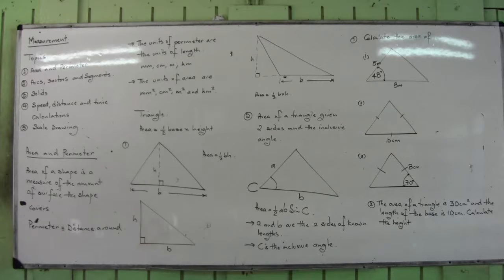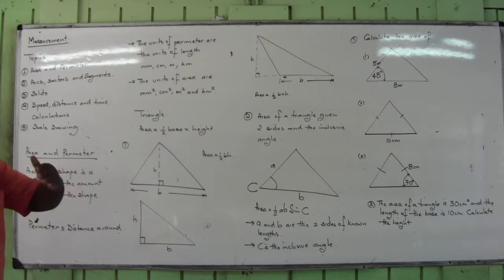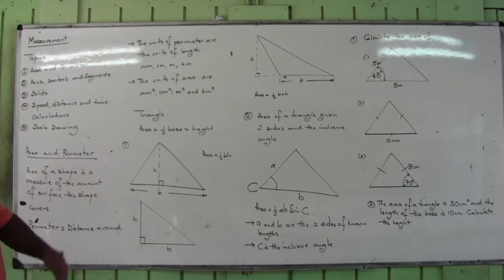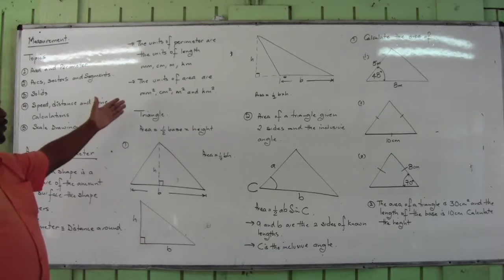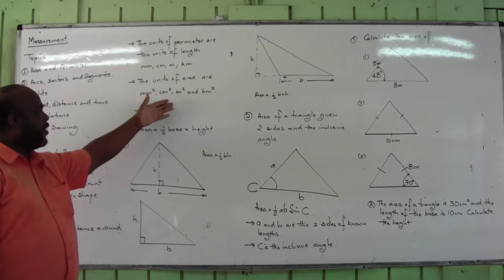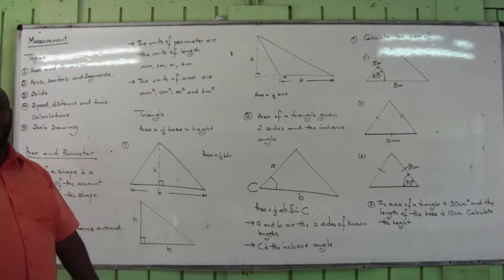Perimeter, the word perimeter means distance around. So when someone is asking about the perimeter, they're talking about the distance around the shape. Now the units of perimeter are the units of length. So perimeter is just a length. It's the length of the distance around. The units of perimeter are the units of length, which are millimeters, centimeter, meter, or the kilometer. The units of area are millimeter square, centimeter square, meter square, and the kilometer square.